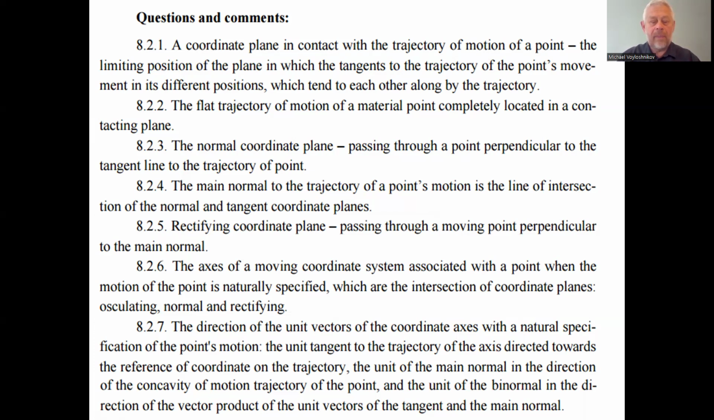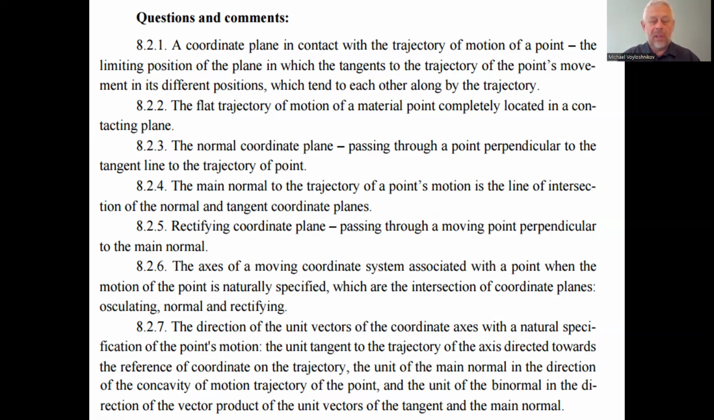Yes, this is when we tend the way to zero of the motion along the trajectory, and consider the two locations of the point in the osculating plane. A flat trajectory of motion of a material point is completely located in the osculating plane.